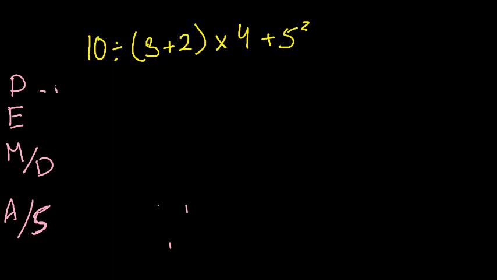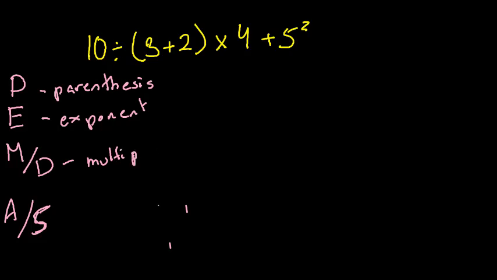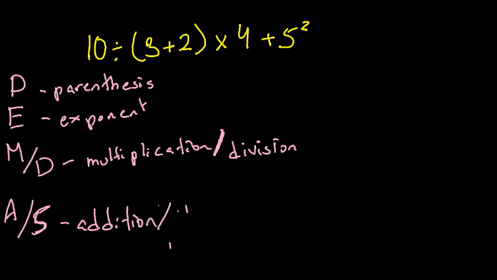So the P stands for parentheses. The E stands for exponent. The M stands for multiplication. And the D stands for division. And I'll talk about in just a minute why there's a line there. A stands for addition. And the S stands for subtraction. So this is order of operations.